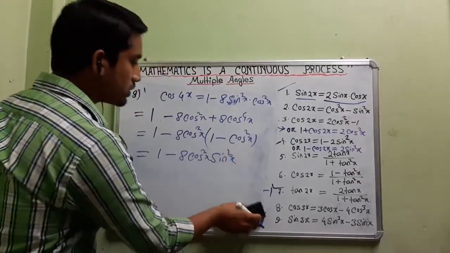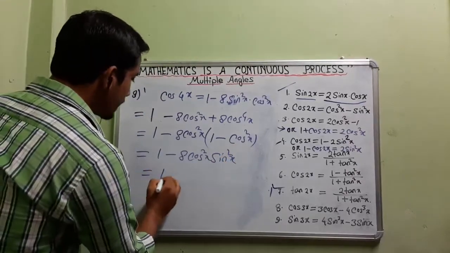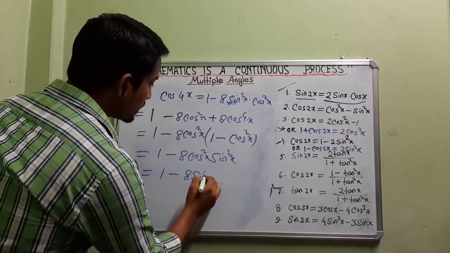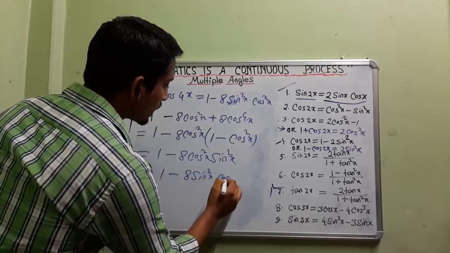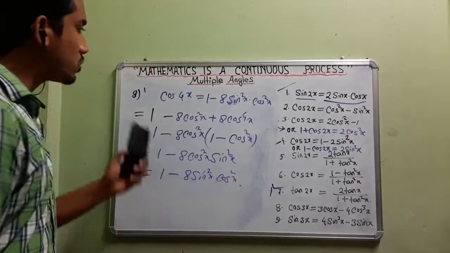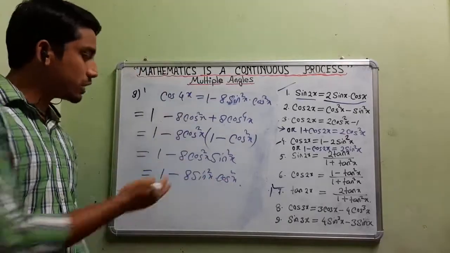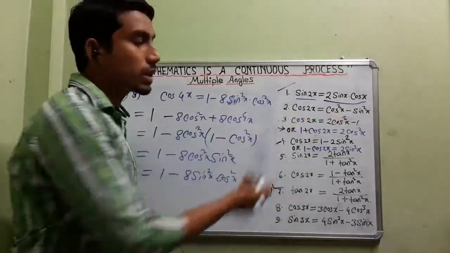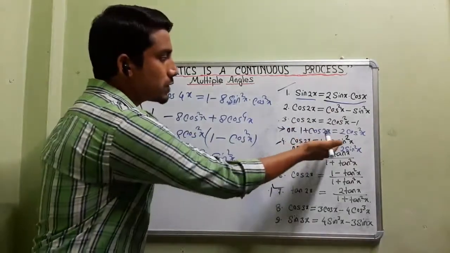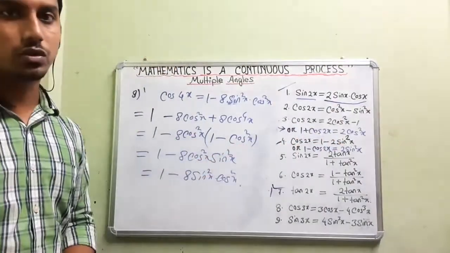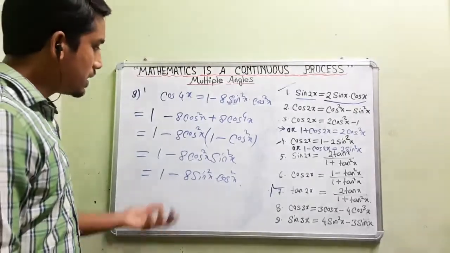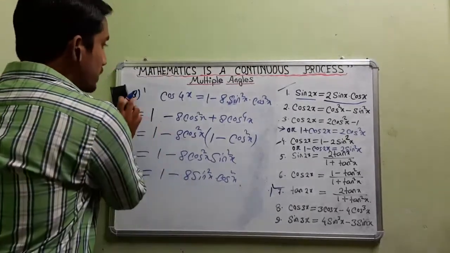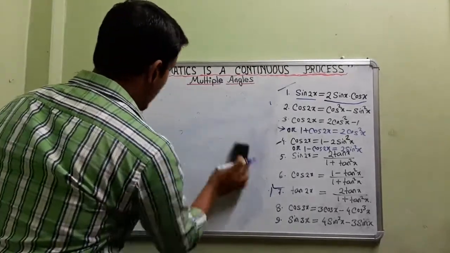So you see, we'll just rearrange the thing. 8 into sin square x into cos square x. Very important. So yes, we have proved that cos 4x equals this one, using the multiple angle formula, the cos 2x formula. We could have used the cos 2x formula in this form also, number 4 also we could have used. You can check by that. Okay, so this is the thing. Let me go to the next problem.